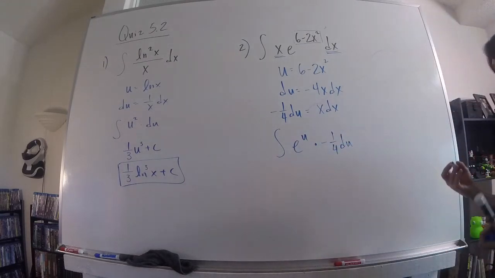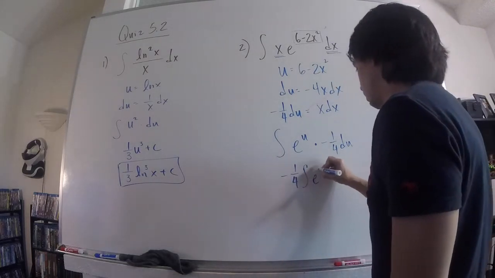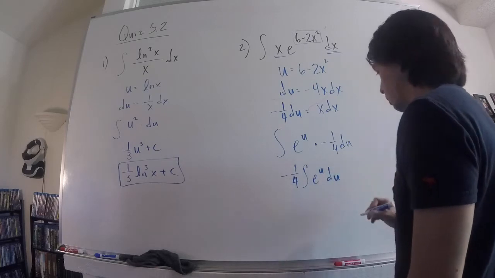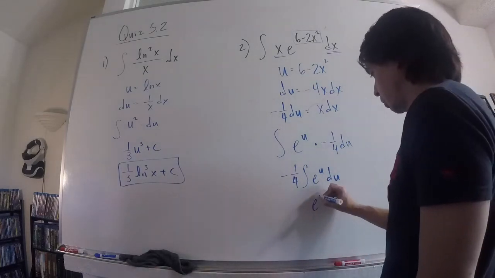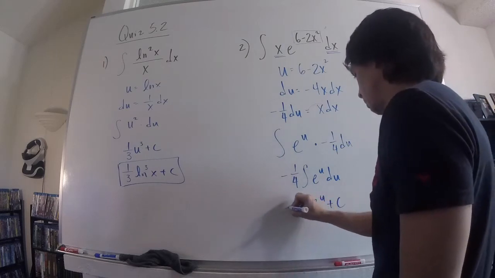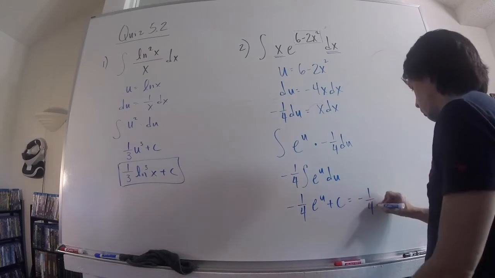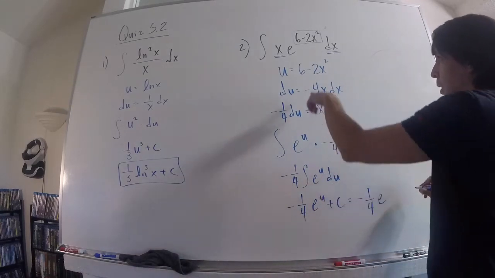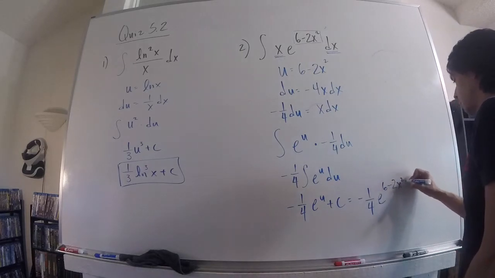And it worked, all the pieces fit. I'm going to pull that negative 1/4 out. And I end up with just an antiderivative of e to the u du, which is just e to the u plus c. And so my final answer will be negative 1/4 e to the u. Instead of u, I want the expression that I set u to be: 6 minus 2x squared plus c.